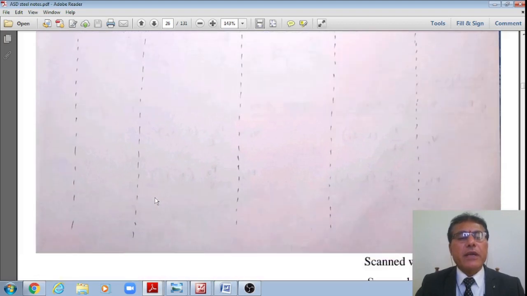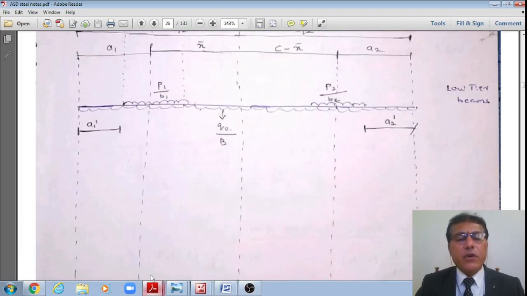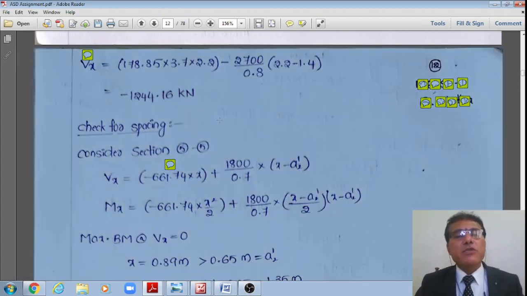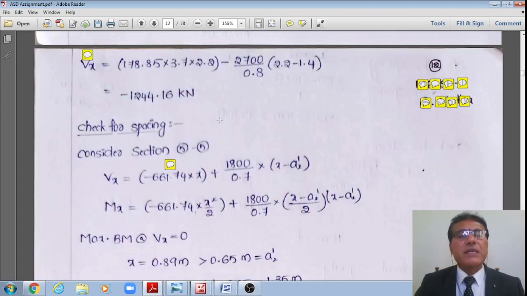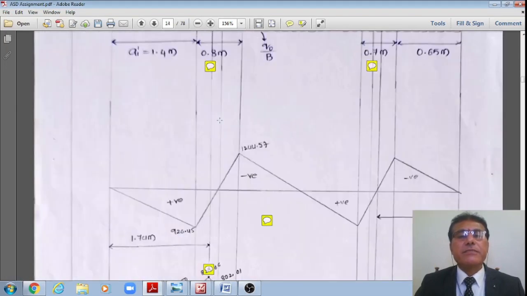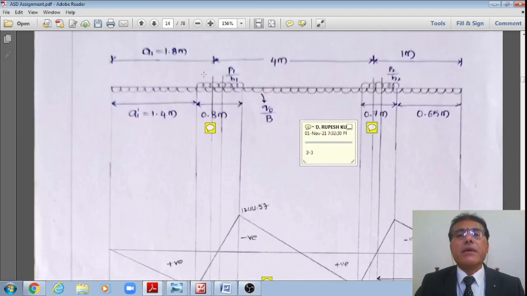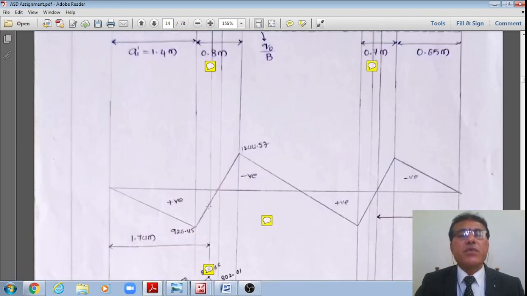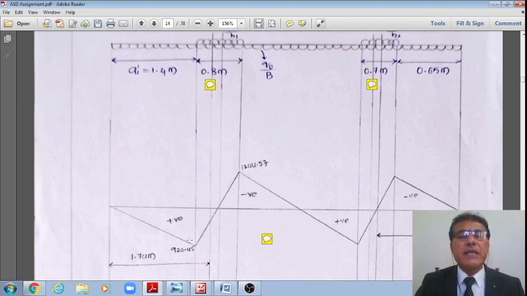Here I got 1244.16. Let me show that variation of the shear force. And now let me also consider for the analysis a section 5.5 like this. Section 5.5. Now, just now I got this maximum shear force of 1240, because that shear force will be changing its sign.